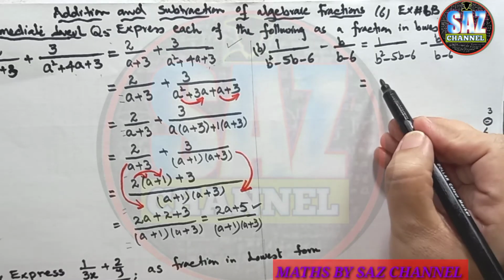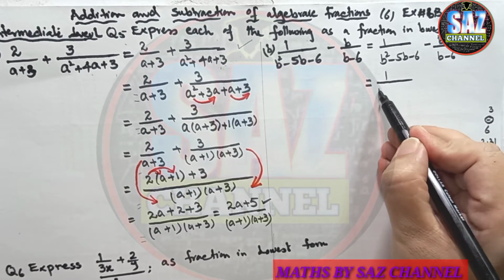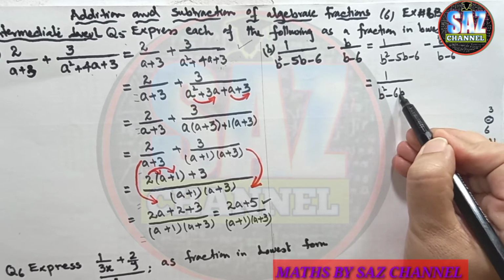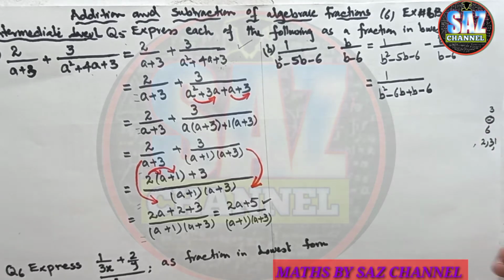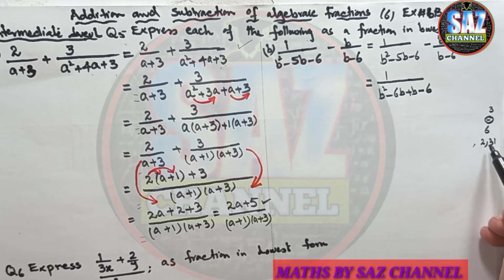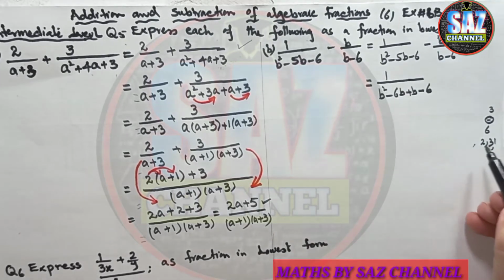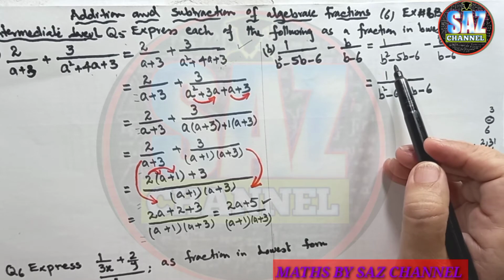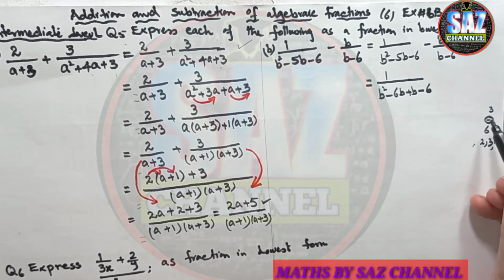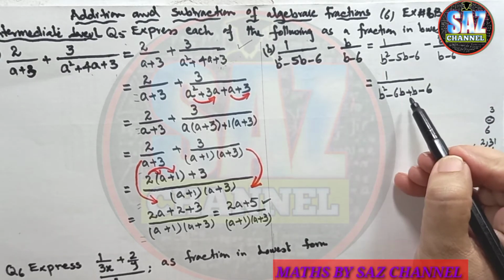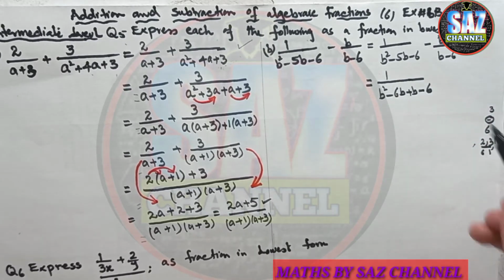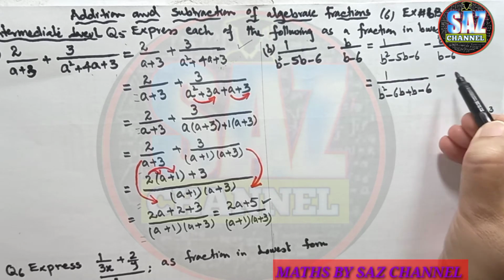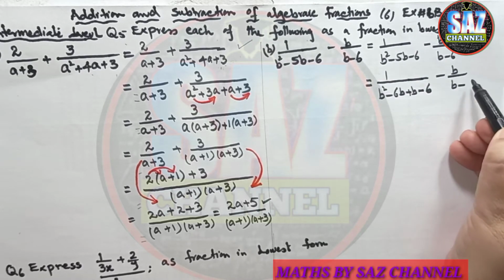So the suitable choice is 1 over b square minus 6b plus b minus 6. Minus 6, because if I take positive 2 and positive 3, it will not give me minus 5. Minus 2, minus 3 can give me minus 5, but it will not give me minus 6. So to get minus 5 and minus 6, I have to take the factors 6 and 1 only. Coming to the second fraction, minus b upon b minus 6.